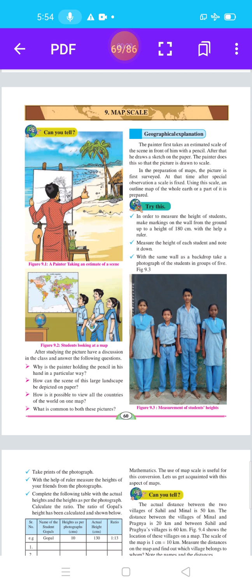Maps according to scale are of 2 types: large scale map and small scale map.